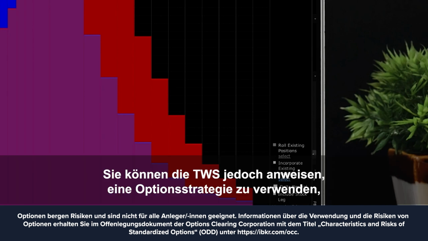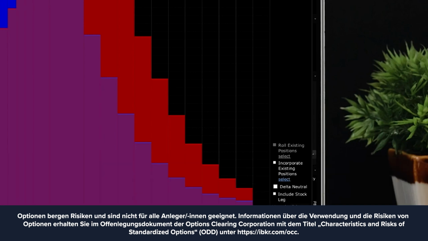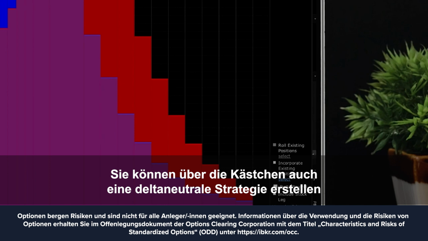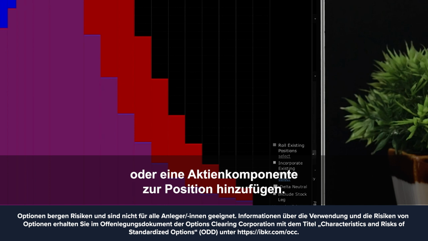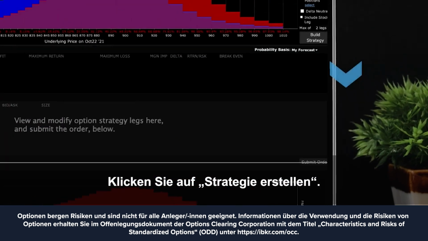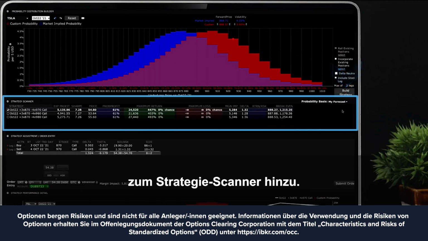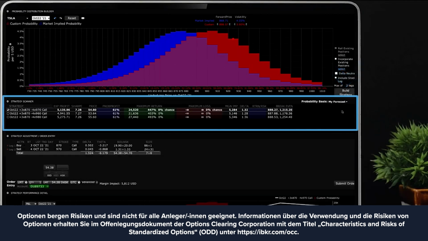However, you can ask TWS to consider an option strategy that incorporates a custom scenario in conjunction with your current position in a stock. You could also check the box to create a delta neutral strategy, or you could ask to add a stock leg to the position. Click Build Strategy. The Probability Lab will populate suggested strategies in the Strategy Scanner panel.